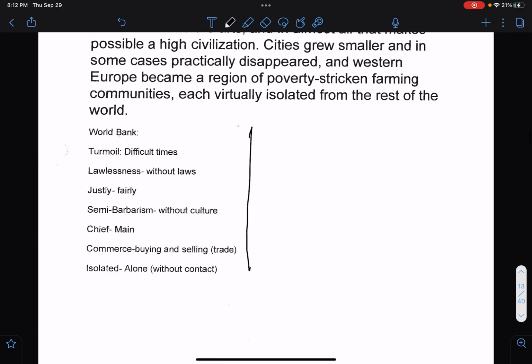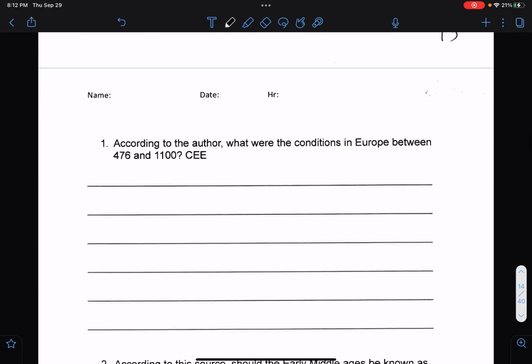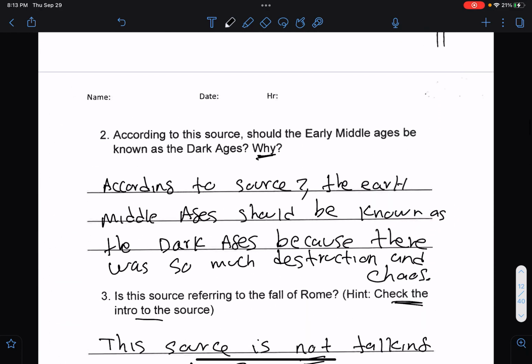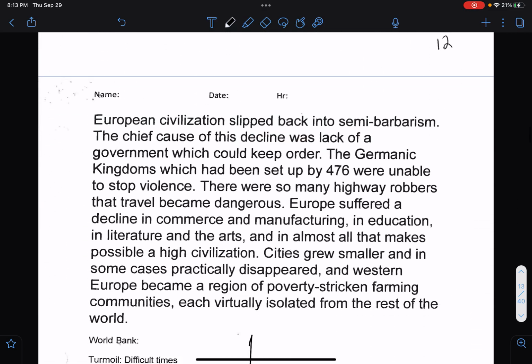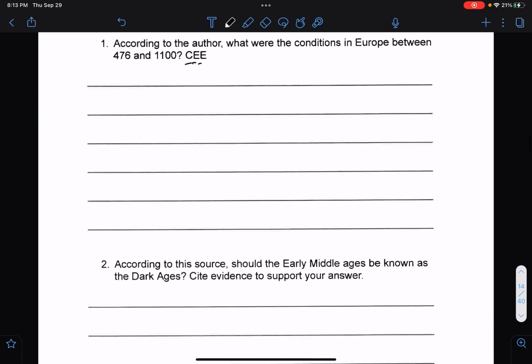Okay, question. So please read the source. Please annotate the source as best as you can. And then it says, according to the author, what were the conditions in Europe between 476 and 1100? This is a CEE. You need one piece of evidence and explanation. So when you start this, don't say according to the author. Instead, just state what were the conditions in Europe at this time. Very similar to what I did here. You need to cite your evidence. You need to explain your evidence.